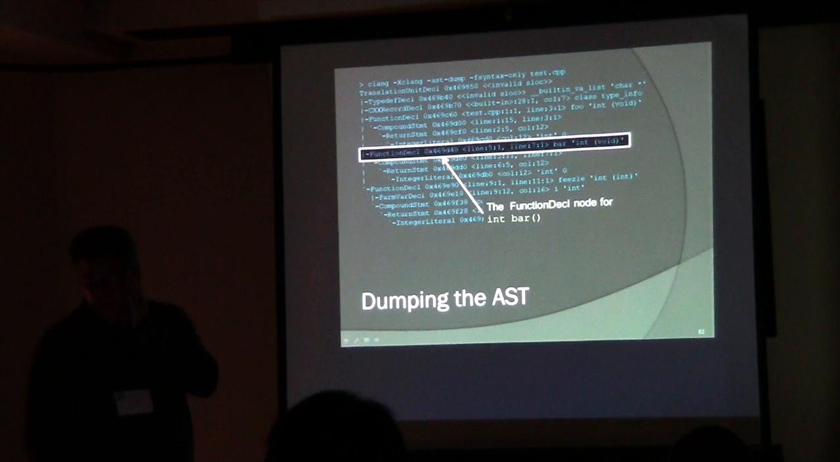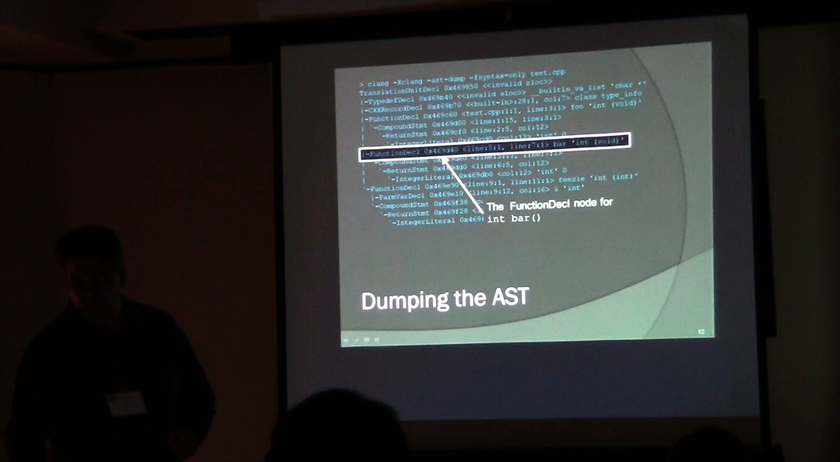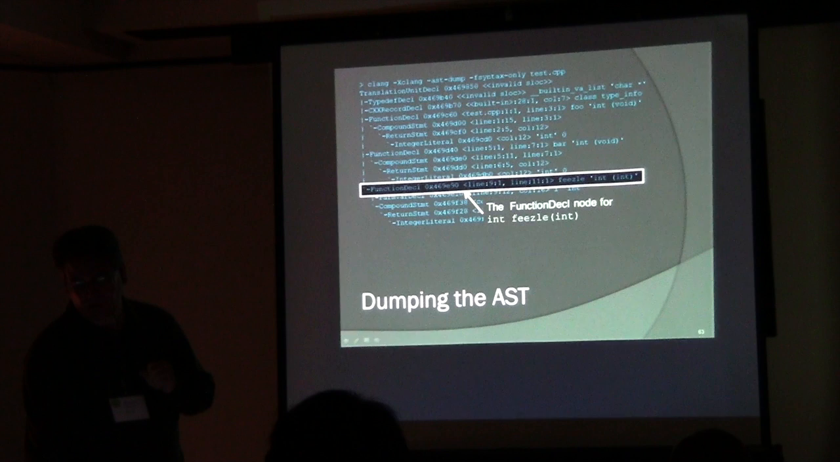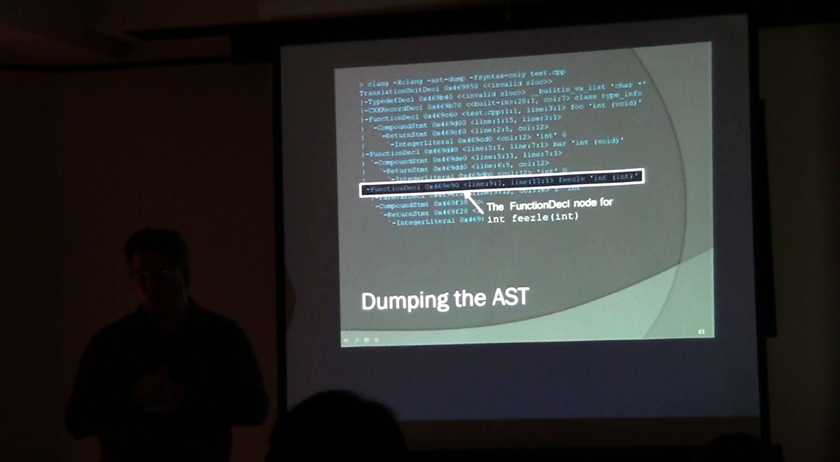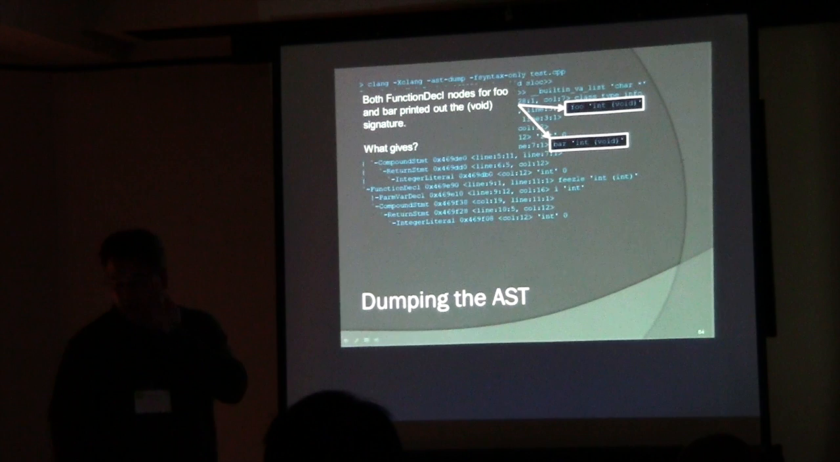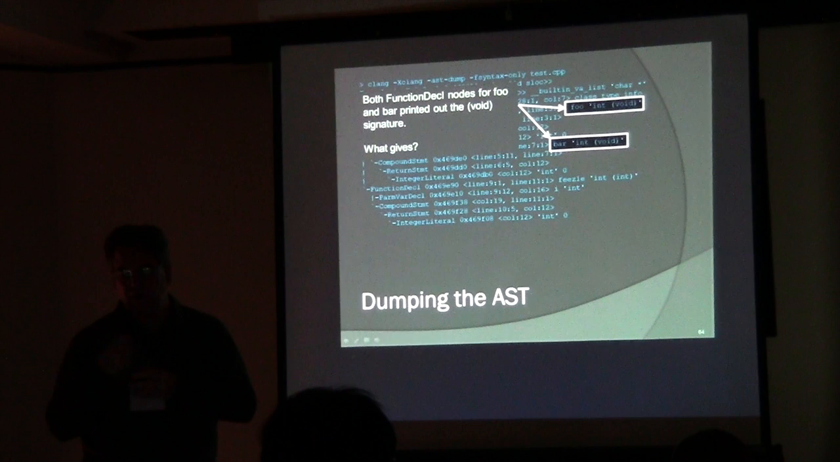The next function decl, it finds bar and it says int with void parameter list. We'll get to that in a second, why that one also said void. And the third function decl that we had in our file was a function called fee that has signature of taking an int, returning an int. So it found both our argumentless functions, but it printed them out both with a void argument list signature.